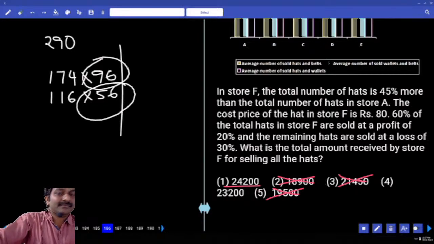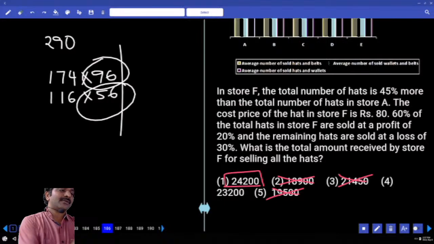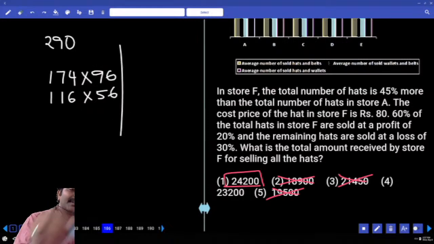Nothing can be done now. One is 24,200, the other is 23,200. Now some of you may think about 24,200. What is this? 24,200, what is that? 11 multiple. Yes or no? Do we have 174?